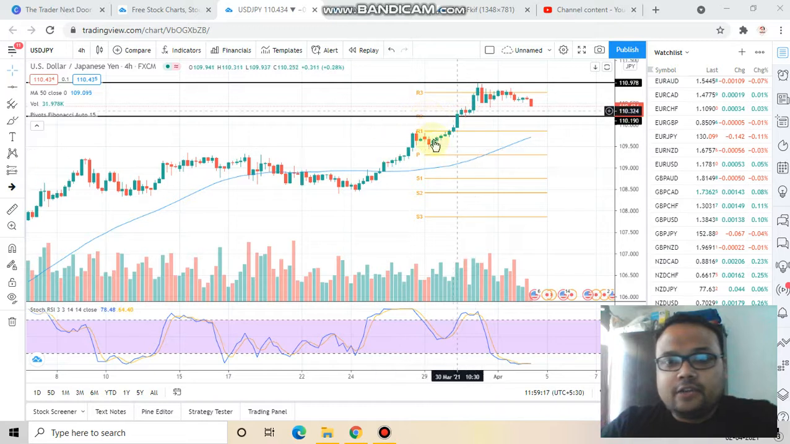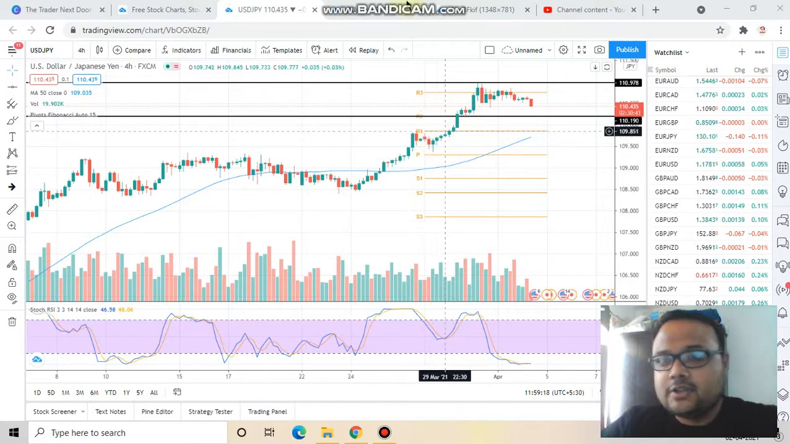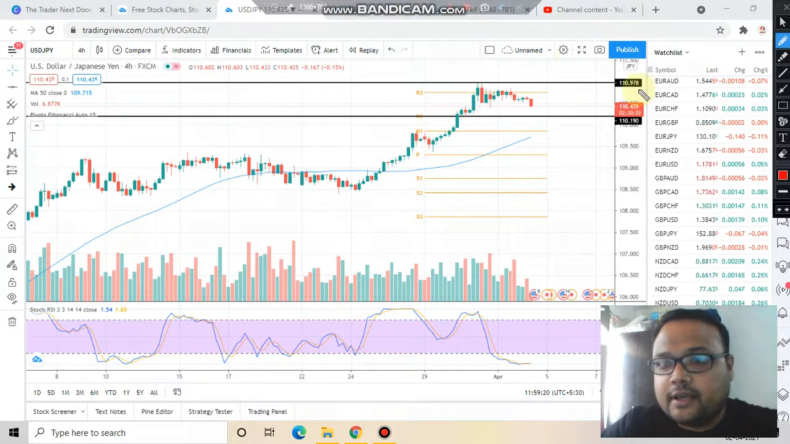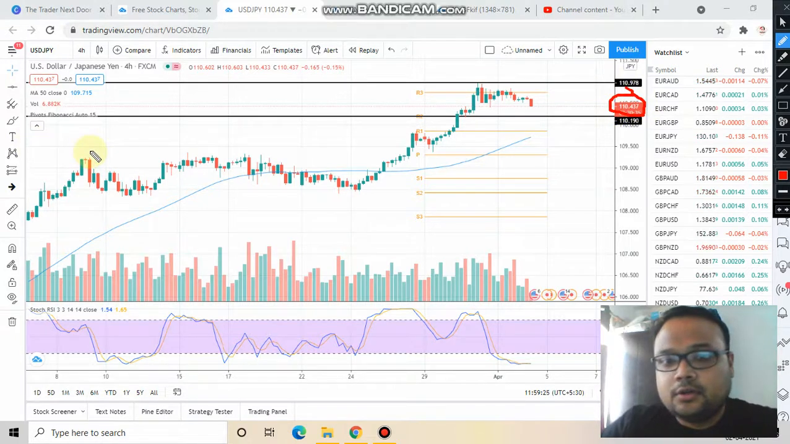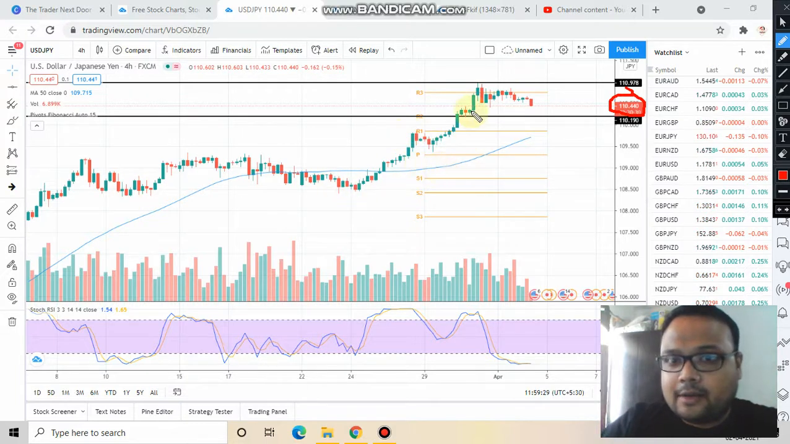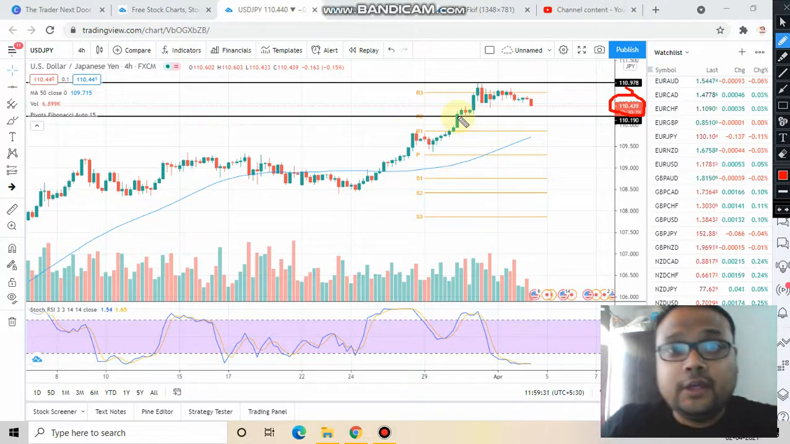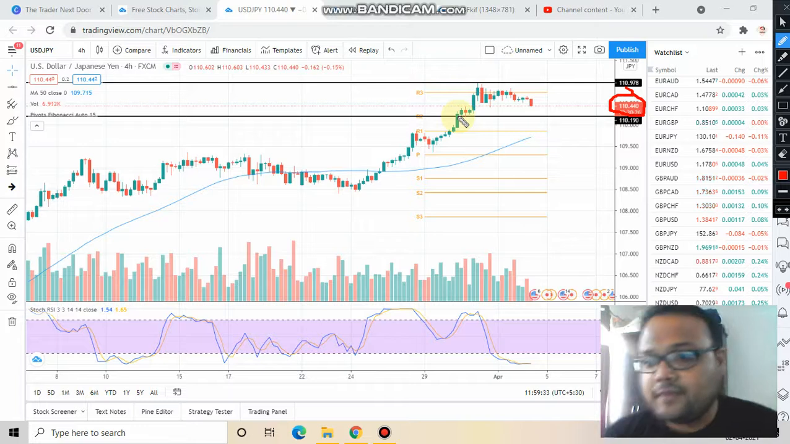So this is the chart of US dollar Japanese yen, and as you can see right now market is trading at 110.43. Okay, as we all know, market is in great uptrend right now. Okay, and hopefully you have made good amount of money from my previous videos.